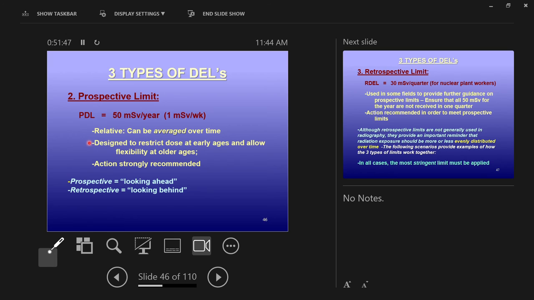Designed to restrict dose at early ages and allow some flexibility at older ages.